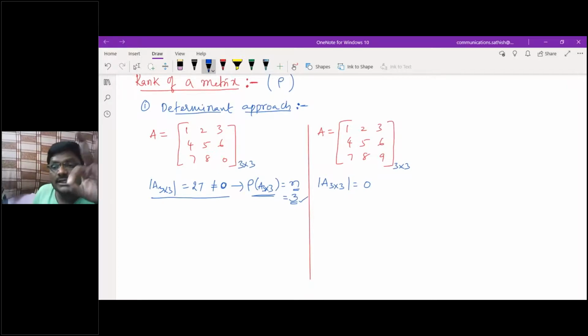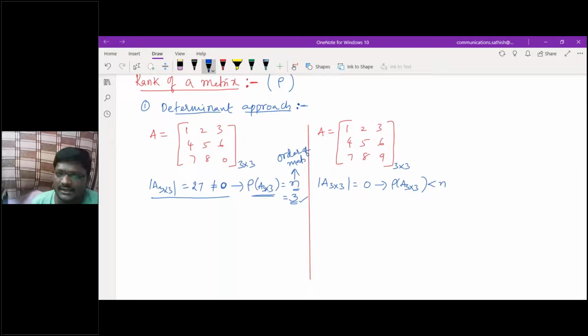If the determinant of the third order matrix is 0, that means the rank of the third order matrix is less than n. Am I correct or wrong? It is not equivalent to the order. Where n is the order of the matrix. It's a square matrix, because the determinant is applicable only for a square matrix.